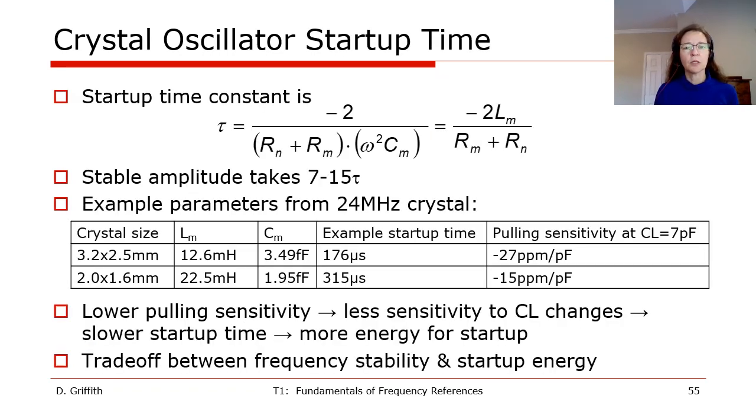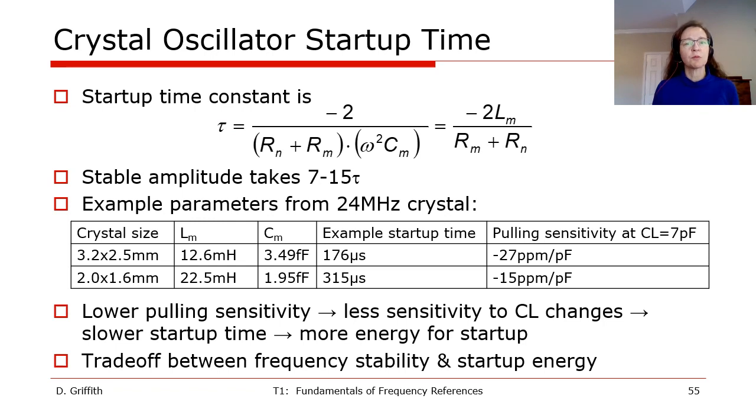Another important crystal oscillator metric, especially in duty-cycled systems, is the startup time. For a traditional architecture with a continuously biased sustaining amplifier, the startup time constant tau is a function of the loss in the crystal and the crystal motional inductance, capacitance, and the amplifier negative resistance, as shown in the equation for tau here. A stable amplitude takes 7 to 15 time constants.